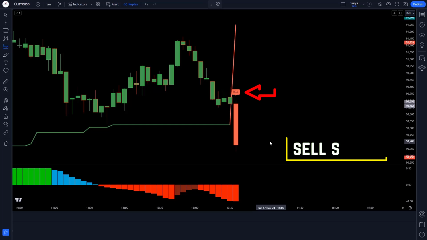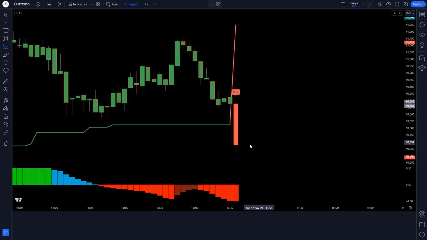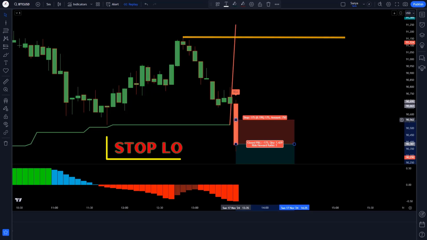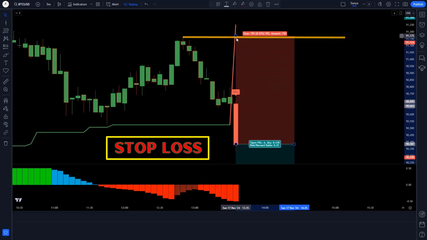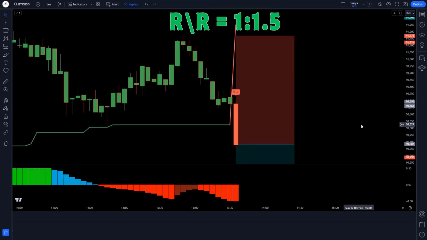When the Accurate Swing Trading Indicator has given us a sell signal and the market has formed a bearish candle, the Kalman Filtered RSI Oscillator Indicator has formed a red histogram. If this condition is met, we will take a sell order. Our stop loss is to be placed at the previous high of the market, and the risk to reward ratio will be 1 to 1.5.